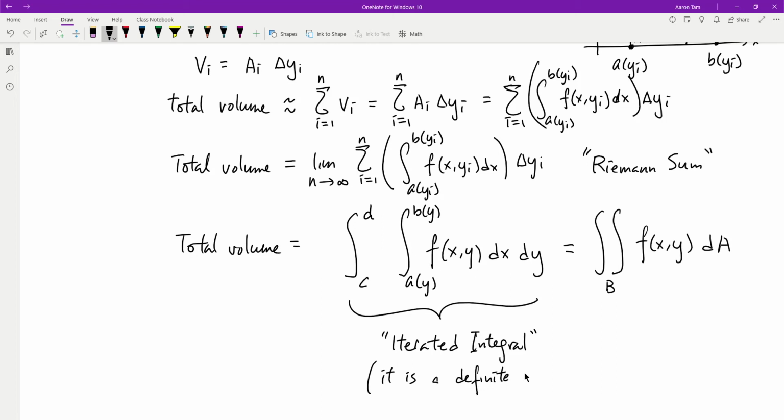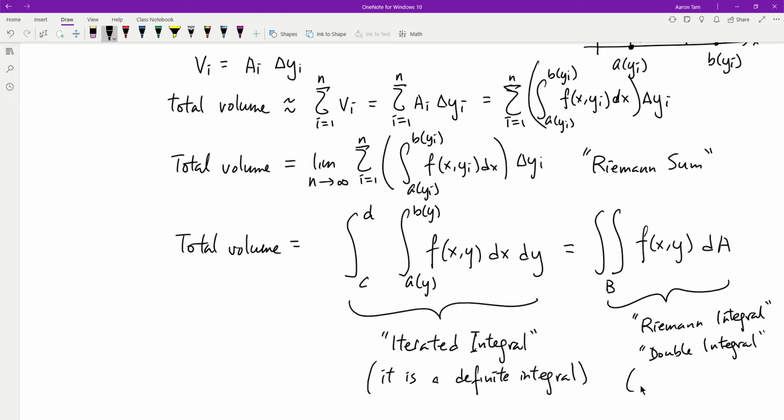The reason it's a definite integral is that it now has limits set up for the integration, which is a very important characteristic of a definite integral: it involves limits. This, on the other hand, right here, is referred to as a Riemann integral, or you can call it a double integral. And this is not a definite integral.